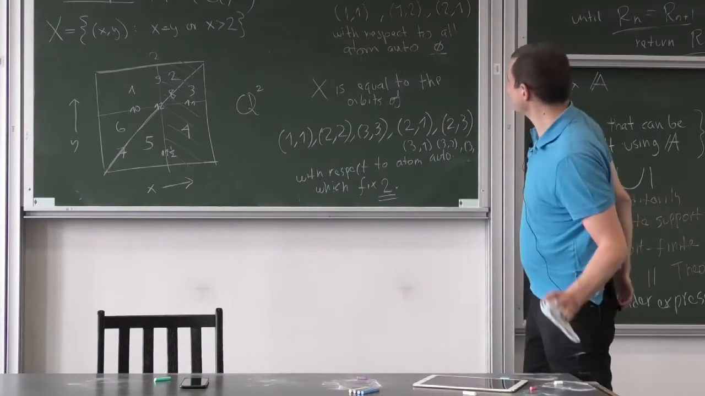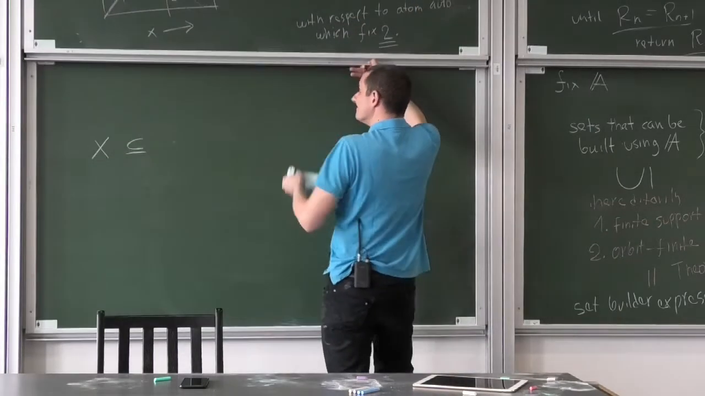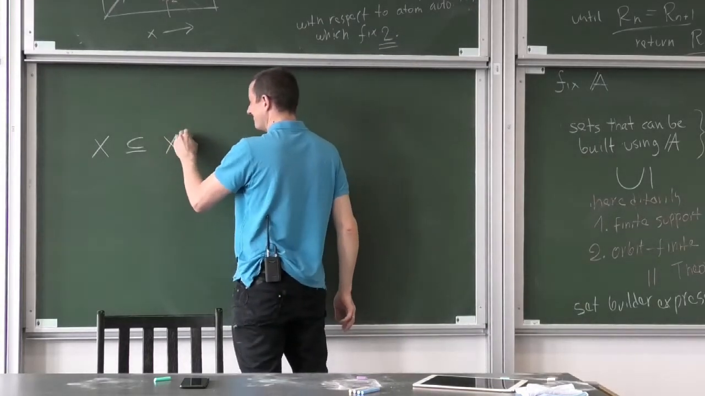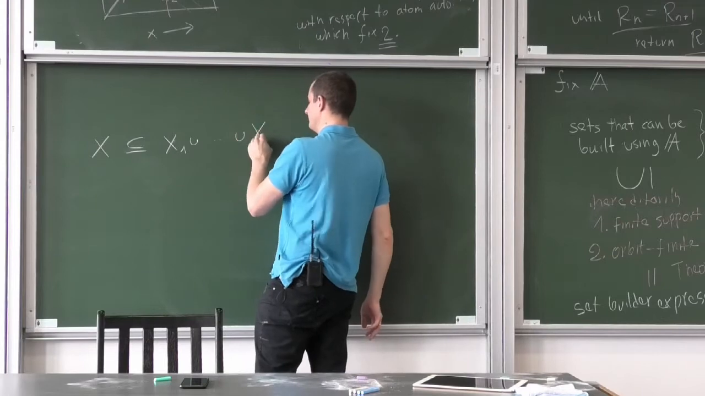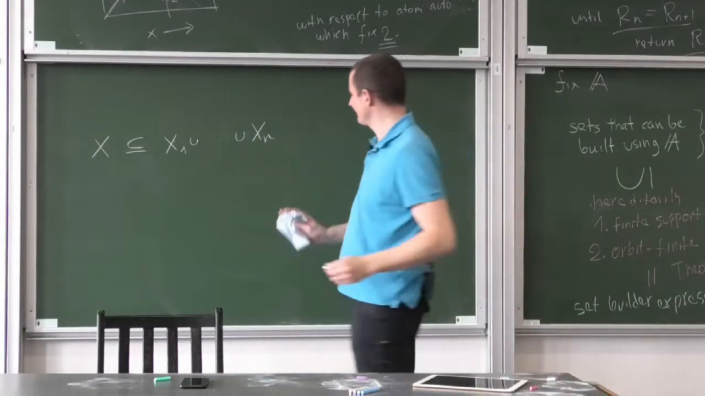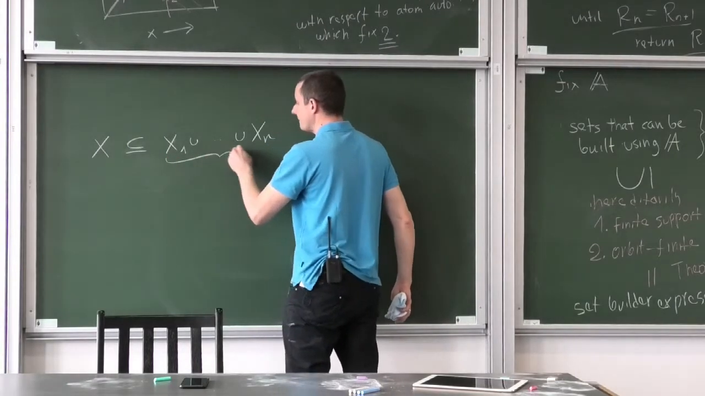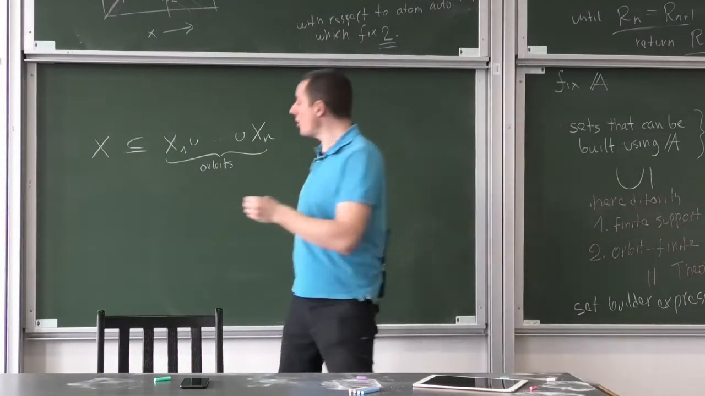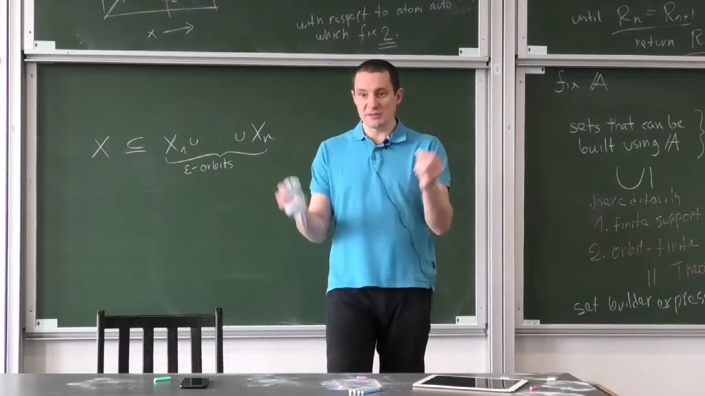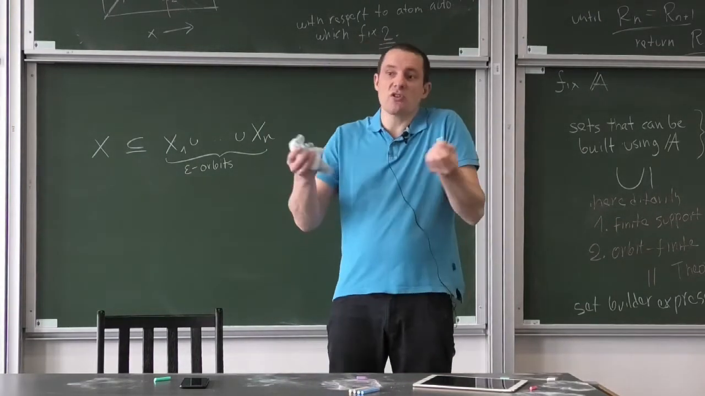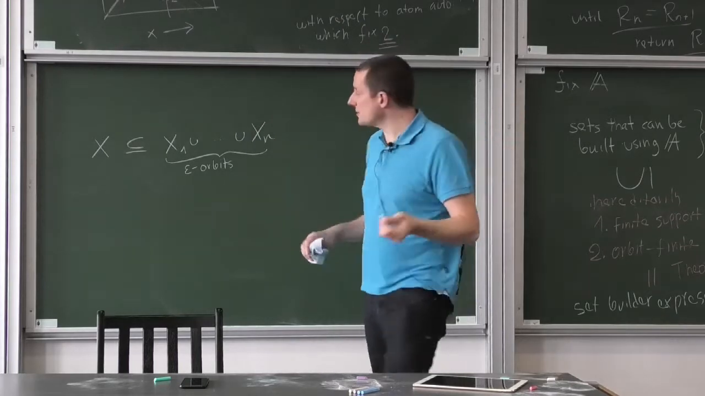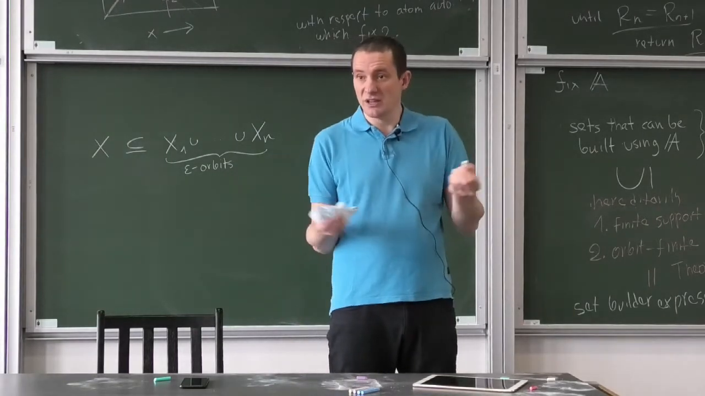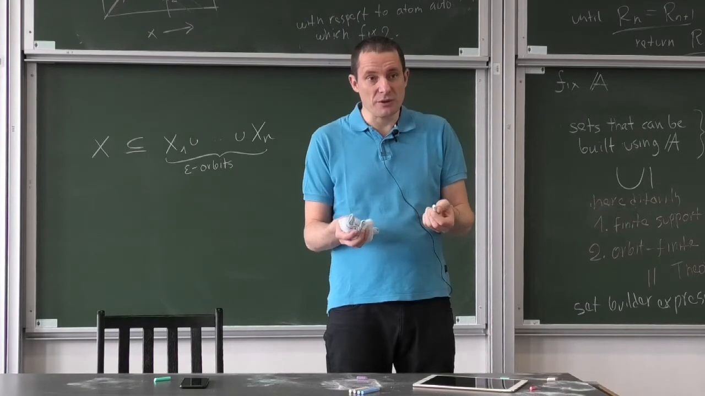Now, there's two notions one could consider for a set X. These are orbits. Well, the biggest orbits are the epsilon orbits, where epsilon means the empty tuple. So I could just call them orbits without saying. These are the biggest orbits. So if I want X to be contained in finitely many orbits, it's in my best interest to use the orbits with respect to the empty support.